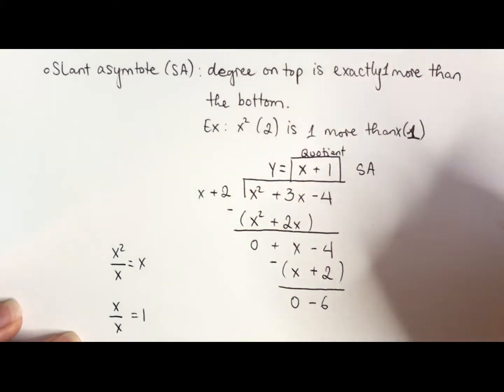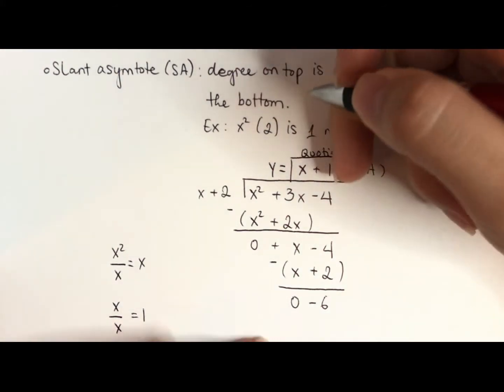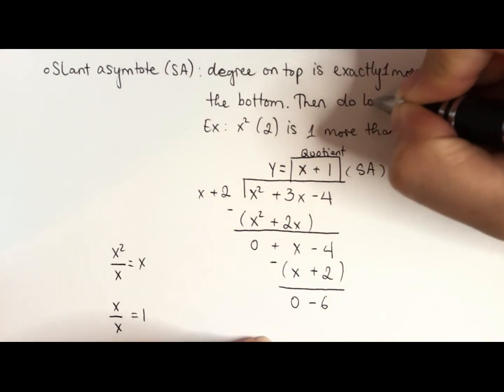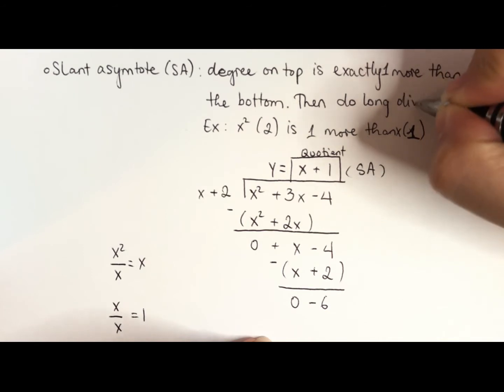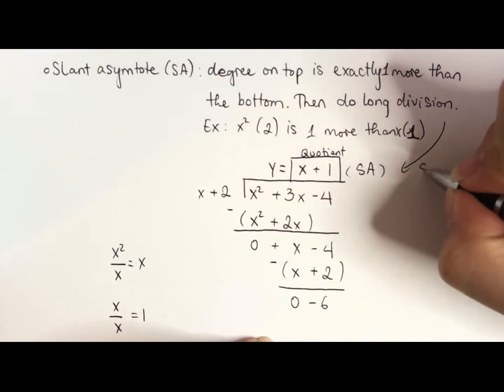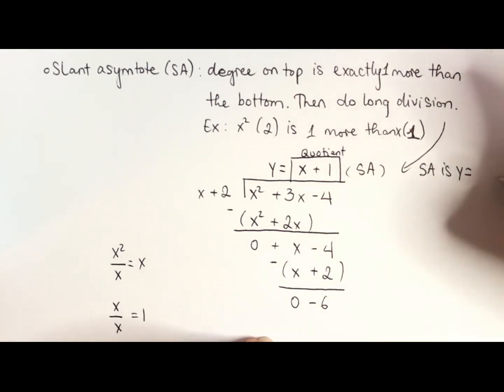Slant asymptote. We would say that the slant asymptote only happens when the degree on top is exactly 1 more than the bottom. Then do long division, and then your slant asymptote is y equals the quotient.